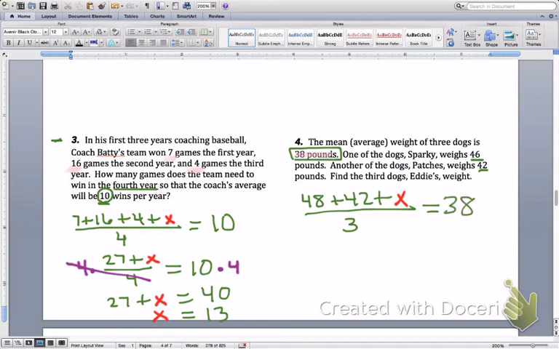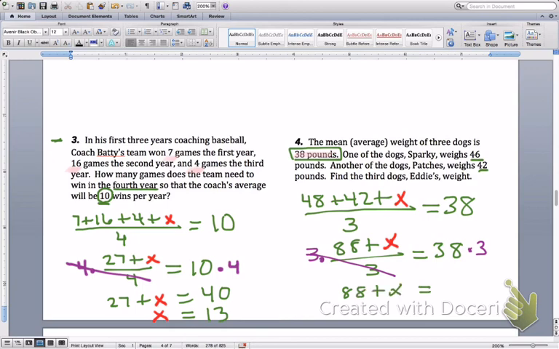38 pounds. So we're going to go ahead and solve this like we did the last one. We're going to go ahead and simplify. We have 88 plus X over 3. And now we're going to go ahead and multiply to get rid of the 3 on the denominator. Opposite of division is multiplication by 3, which cancels here. Now we're going to go ahead and finish it up. We have 88 plus how much equals 38 times 3, which is 114. So what number plus 88 equals 114? So let's subtract 114 and 88. If you go ahead and subtract them, you get 26.